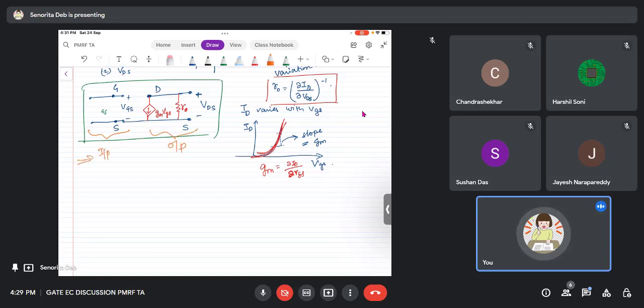This will be the input side, this will be the output side. Some voltage will be applied, otherwise how will the MOSFET work? Right now I have just shown you the model. Okay, is that clear?